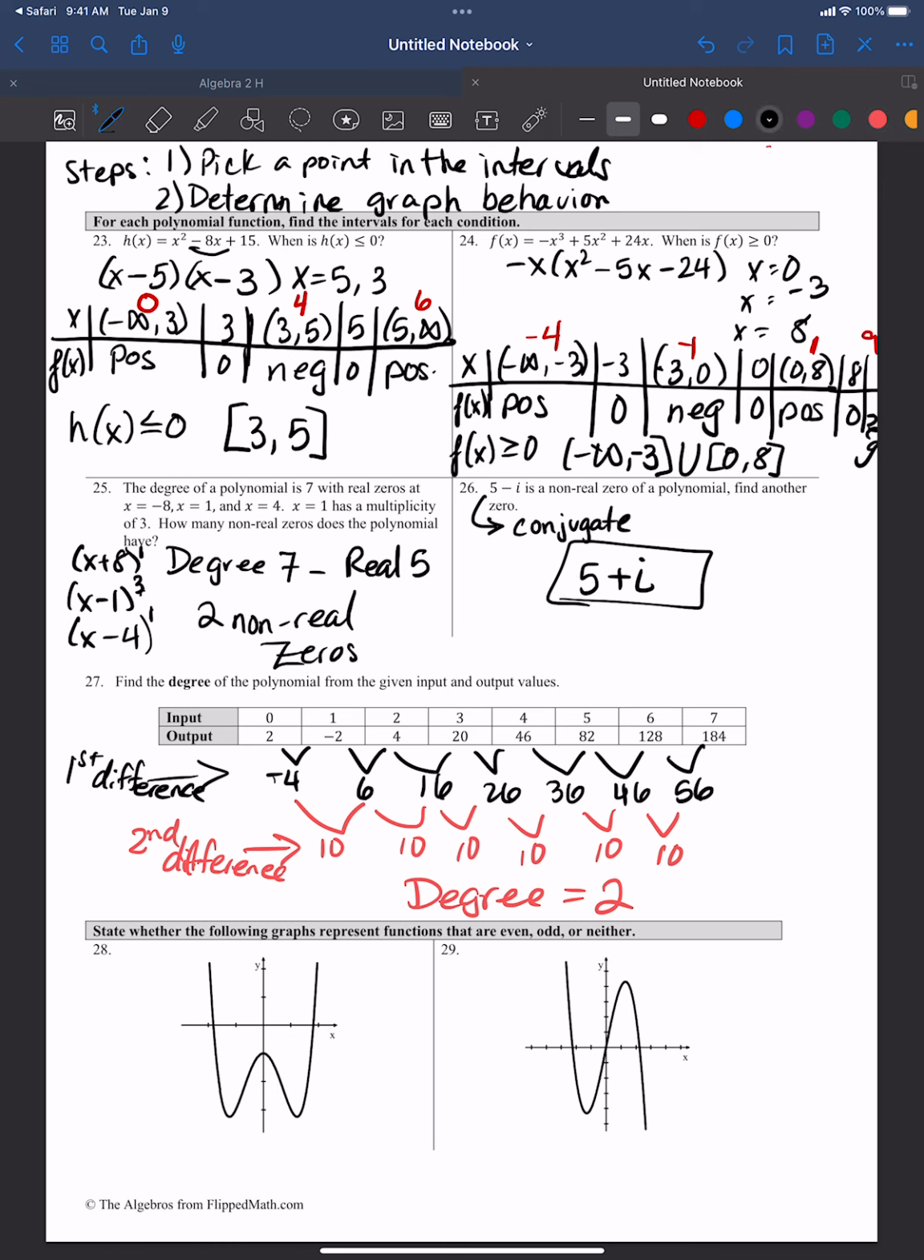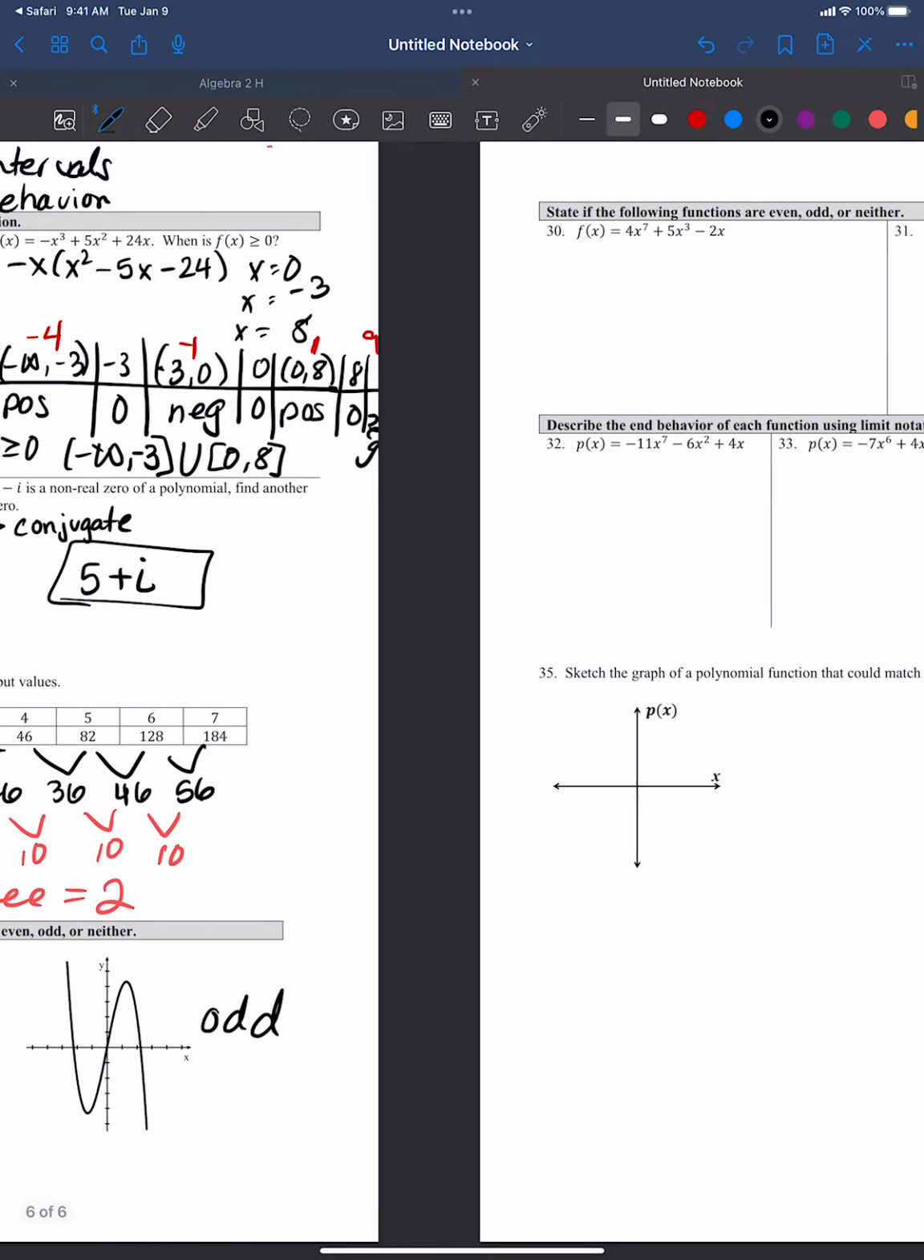Now the next two questions state whether the following graphs represent functions that are even, odd, or neither. So remember, even or odd functions, what determines them is their symmetry. So this function here can be folded onto itself, so it is an even function. This one cannot. It's a mirror reflection, so it is an odd function. And that's all you had to do for those two questions there.